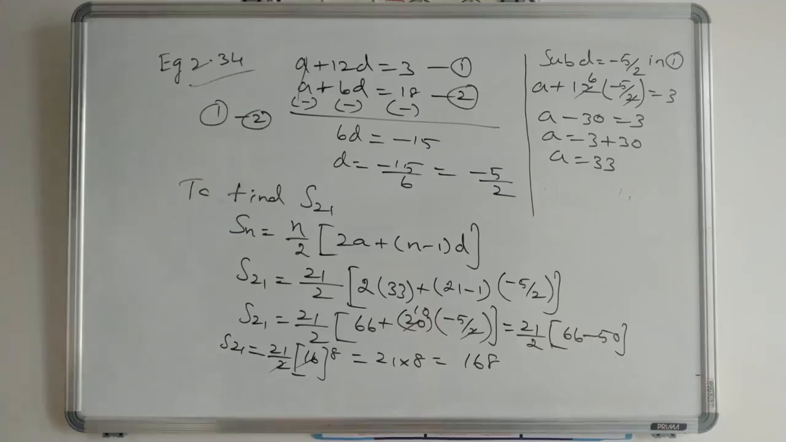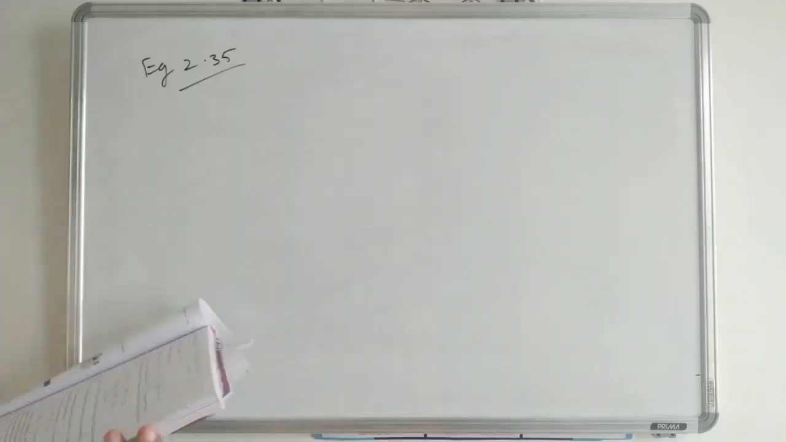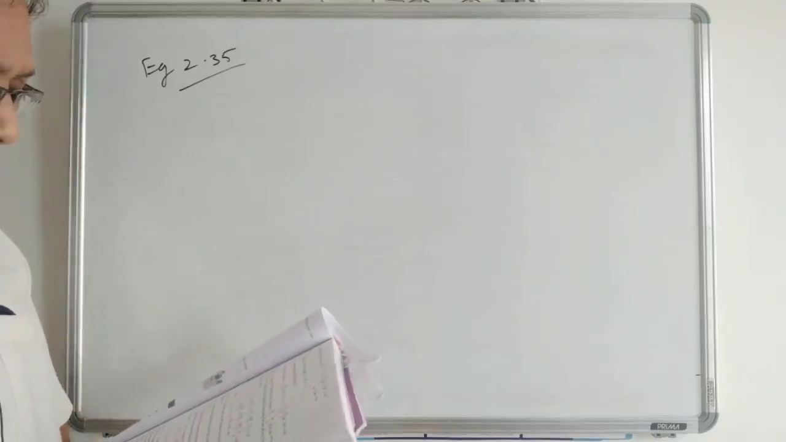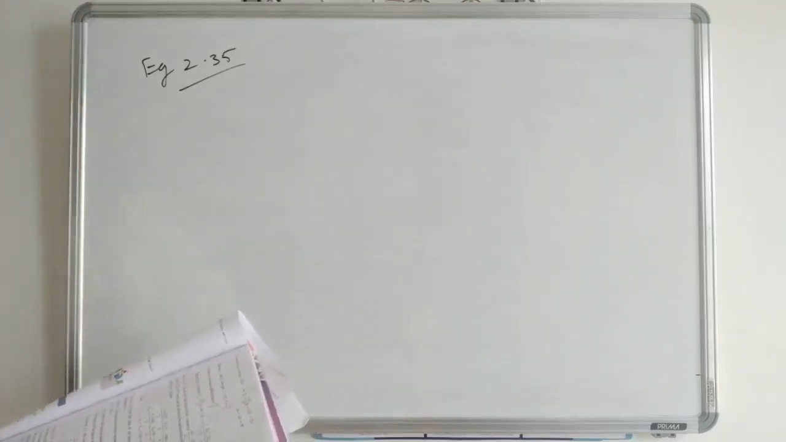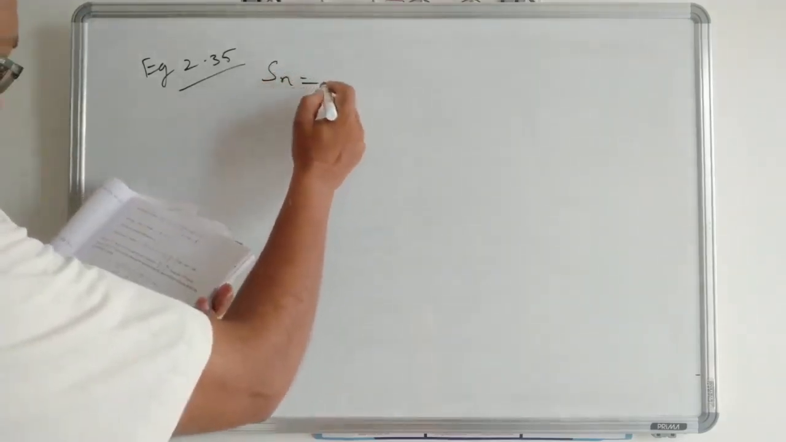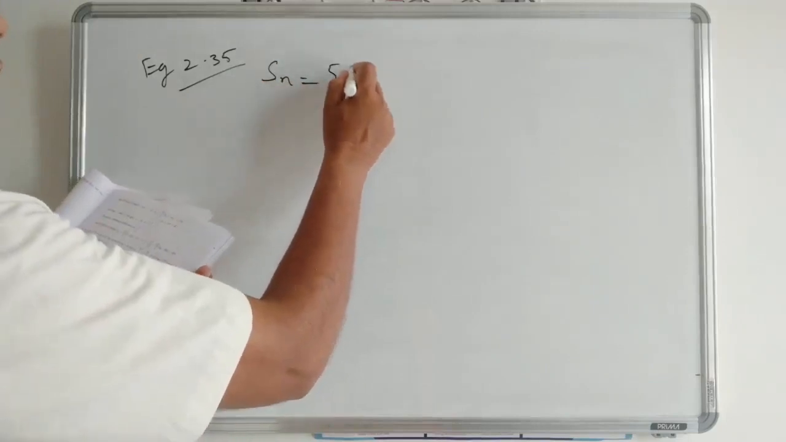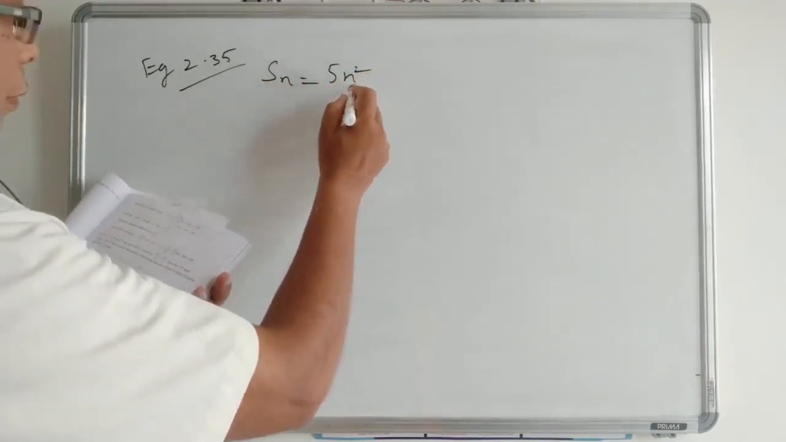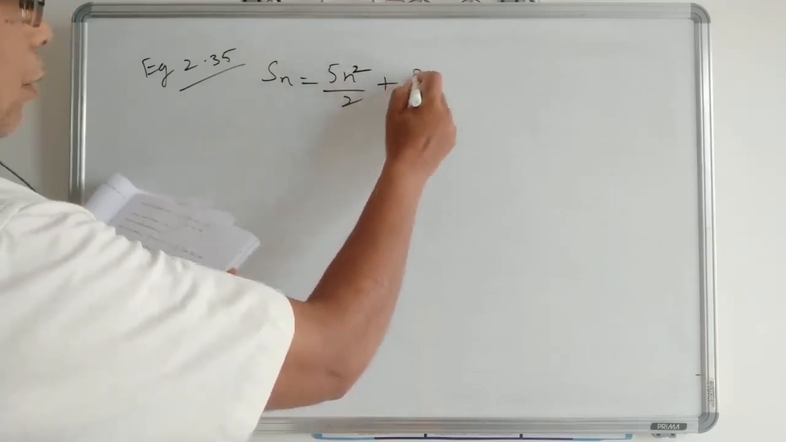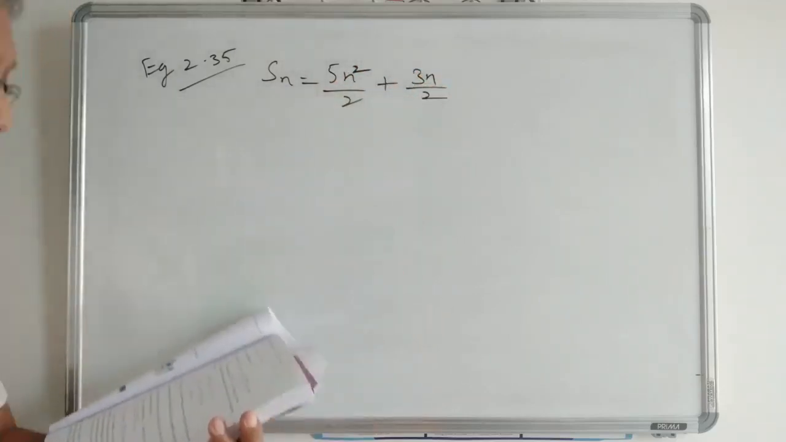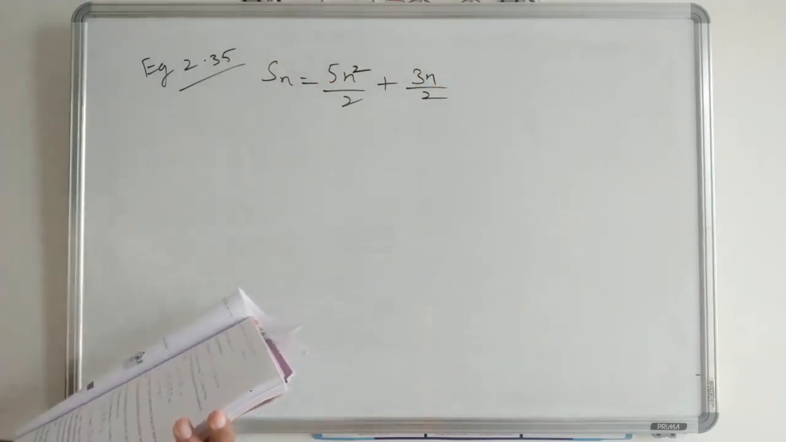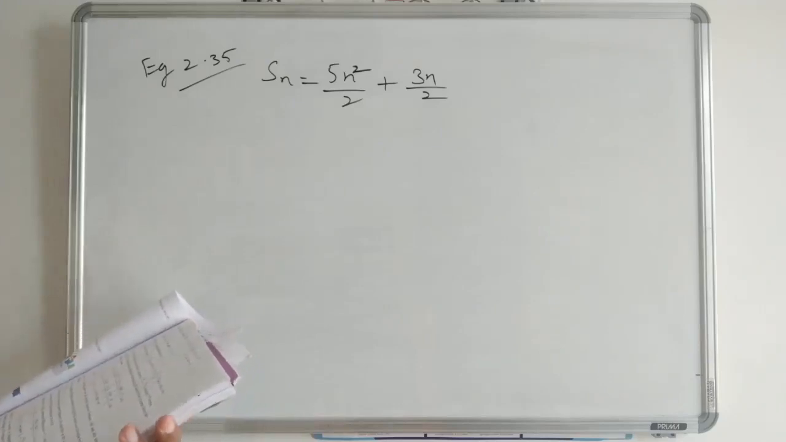Example 2.35. In an AP, the sum of the first n terms is 5n squared by 2 plus 3n by 2. Find the 17th term. You see the sum of the n terms, Sn equals 5n squared by 2 plus 3n by 2. Find the 17th term.